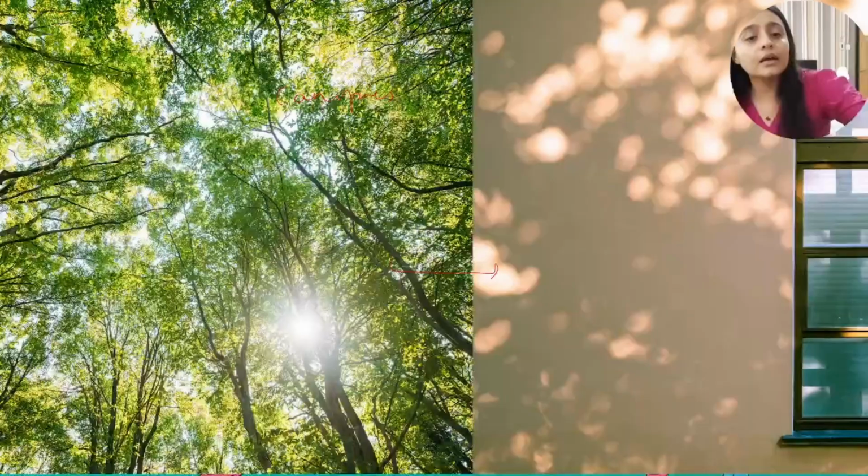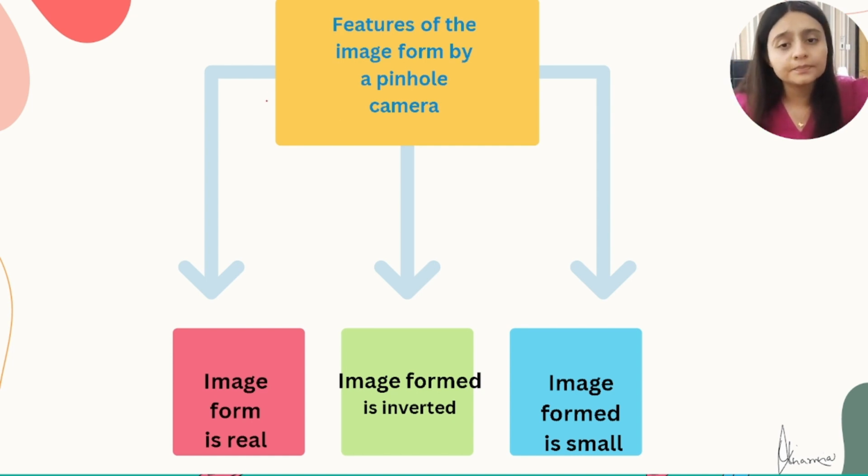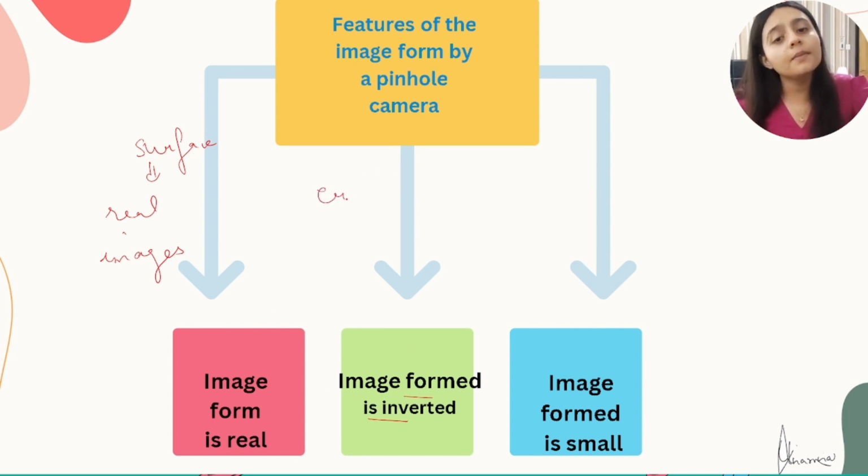So now we will see what kind of images are formed by the pinhole camera. These images are real. Real images are the ones formed on the wall, meaning on a surface, in front of the surface. And the image formed is inverted. Images are either erect, which is a straight image, or inverted. Inverted means upside down.